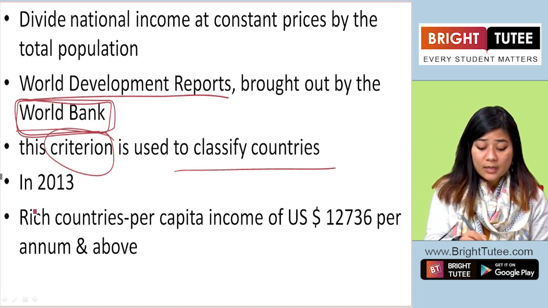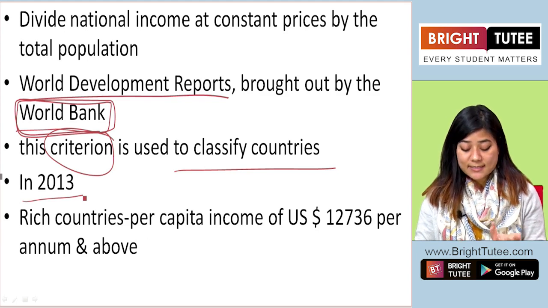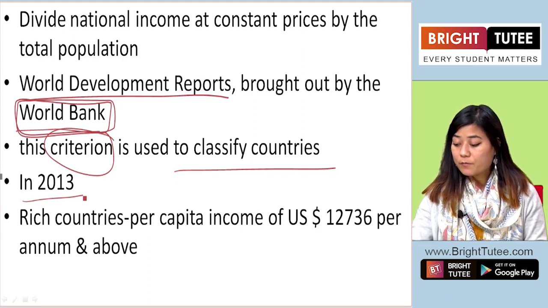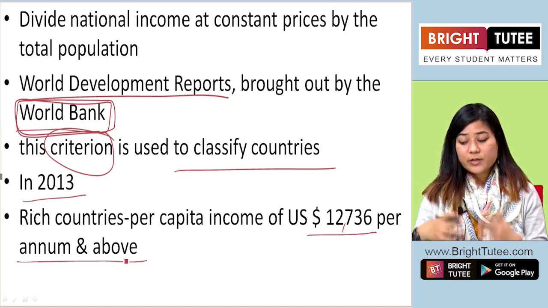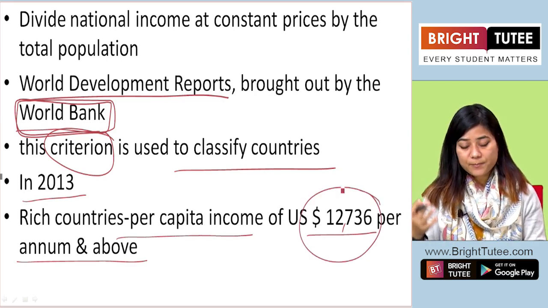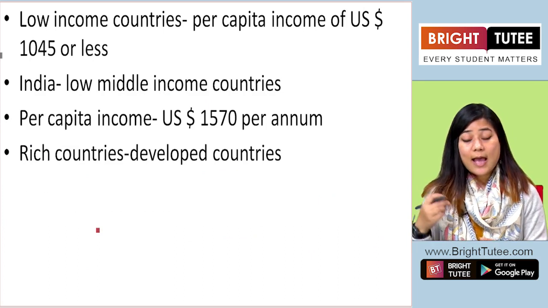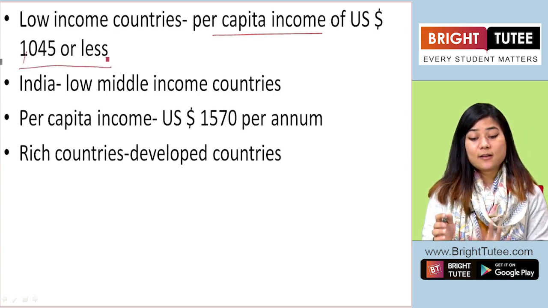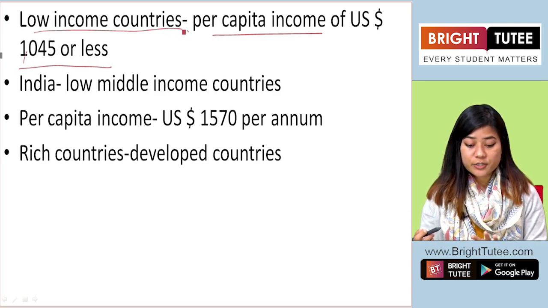In the report that was brought out in 2013, the World Bank said that the rich countries are those countries which have per capita income of US dollars 12,736 per annum and above. So if a country has per capita income of this amount per annum or above, then that country is a rich country. And if the country has per capita income of US dollars 1045 or less, then that country is a low income country, or a poor country.